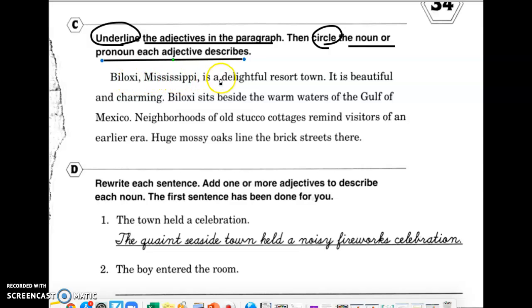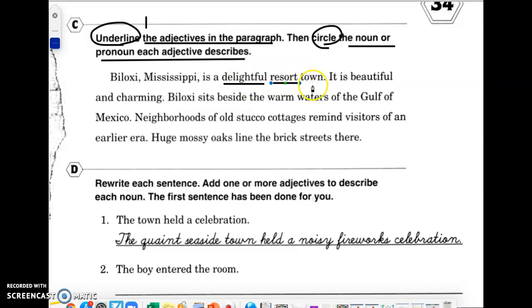Biloxi, Mississippi is a delightful resort town. Okay, first we need to underline the adjectives in the paragraph. That's step 1. Delightful resort town. Oh, delightful. That is an adjective. Oh, resort. That's an adjective.